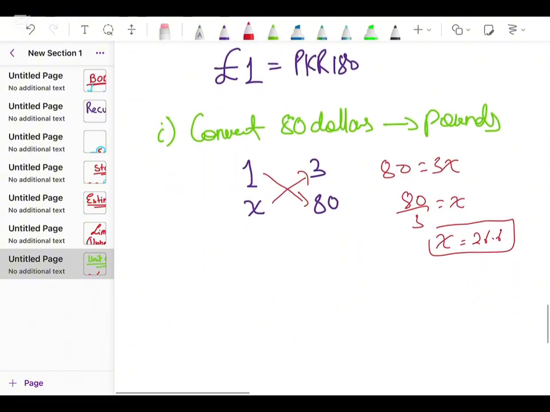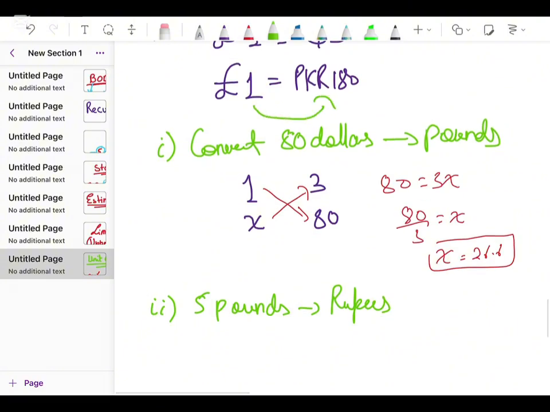Now another part, for example part number 2, 5 pounds to rupees. So 1 pound is equal to 180. Right now they have given 5 pounds, and I will write x. So 1 multiplied by x will be x, and 5 multiplied by 180 will give us 900. So this means that 5 pounds is equal to 900 rupees.